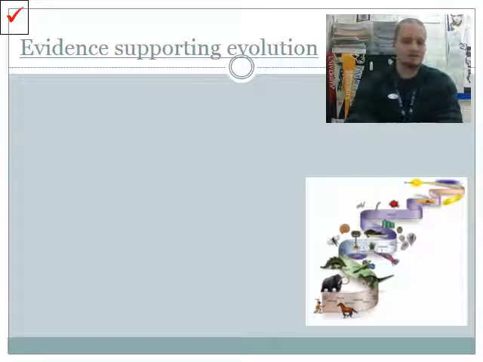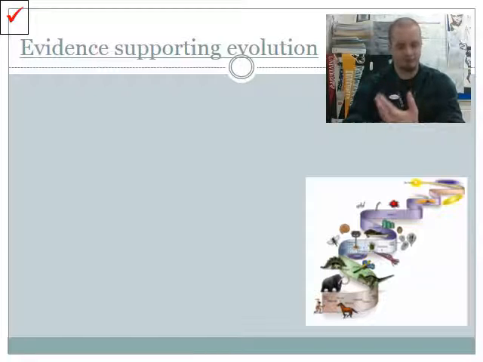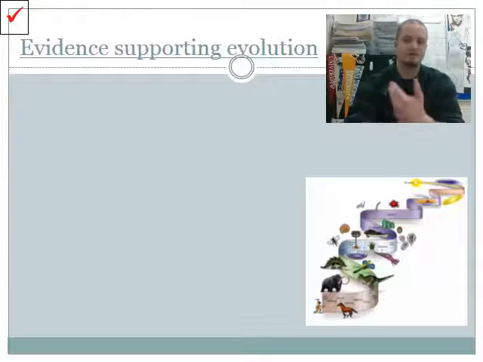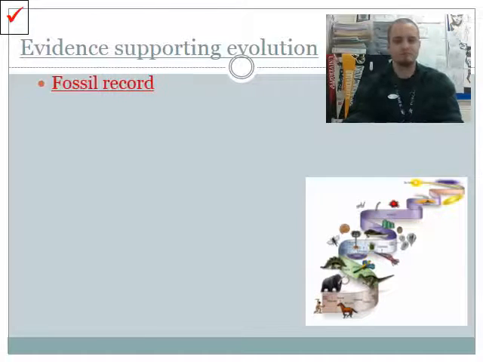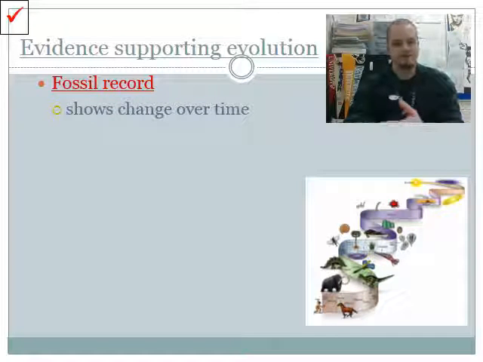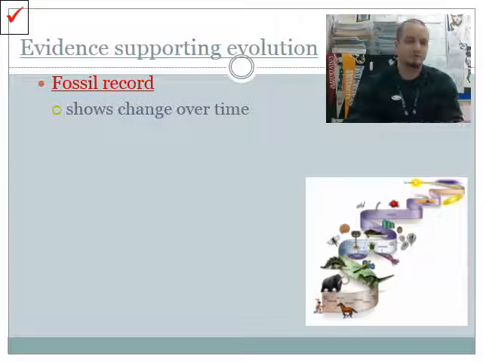So the first thing we need to discuss here is the evidence that supports evolution. There's a wide variety of different pieces of evidence here, which is why we consider evolution a theory, not a hypothesis. The first is the fossil record. The fossil record allows us to see changes in organisms over time by looking at what they used to look like and comparing them to now.